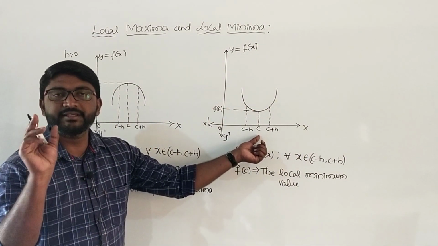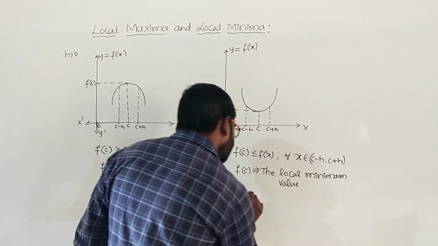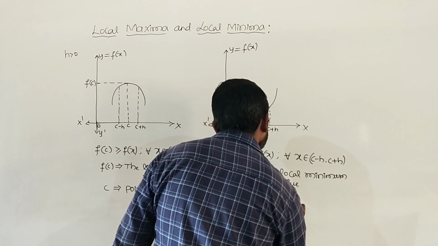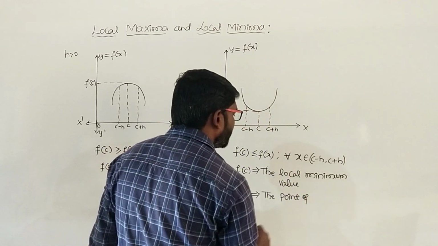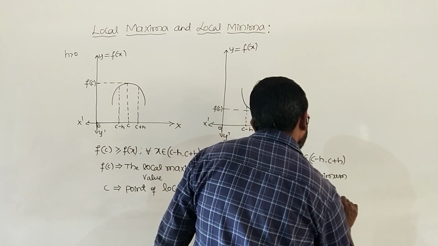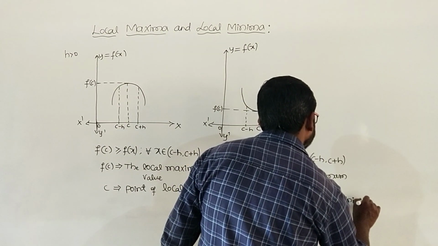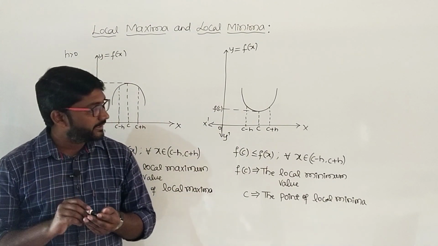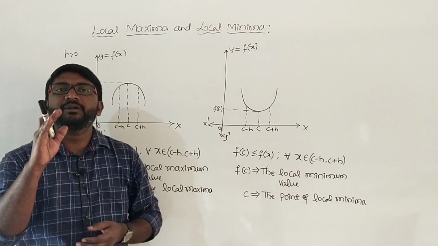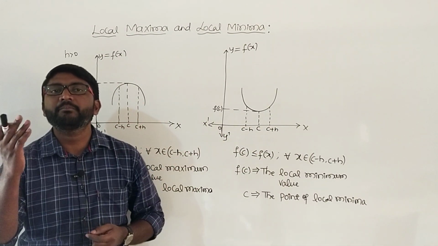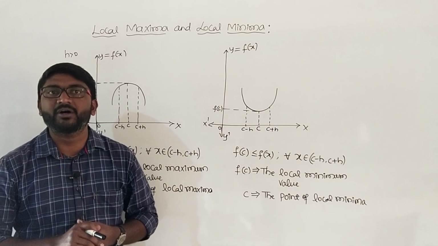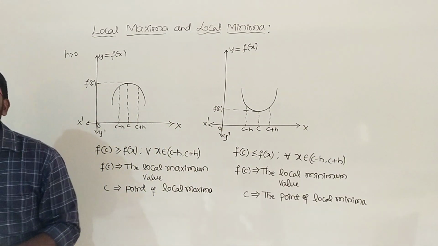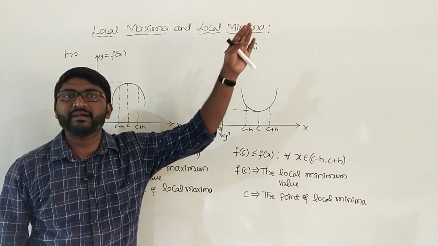Next, what is C here? C is going to be the point of local minima. So this is regarding the local maxima and the local minima. See here, at the point C, either you are going to have the local maxima or the local minima. Such points are called extreme points or the stationary points of the function. And then we will move on to the first derivative test. So we will discuss global maxima and global minima at the end.